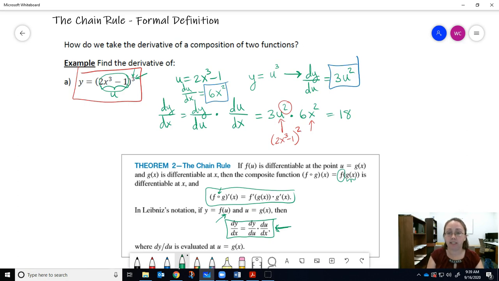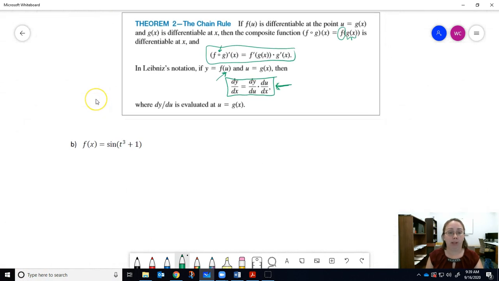So the 3 times the 6 is 18. U squared is actually 2x cubed minus 1, squared, and we have this x squared. I'm going to put him in front. There you go. This is the derivative of the original question using the chain rule. Right? Let's try one more in a formal way like we're doing here, and then I'm going to show you a so-called shortcut, just less notation.